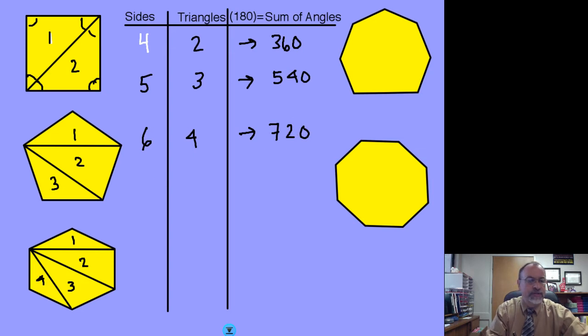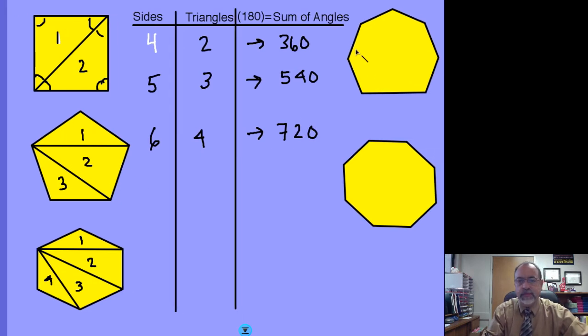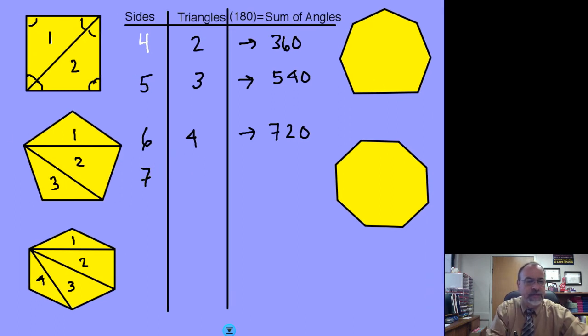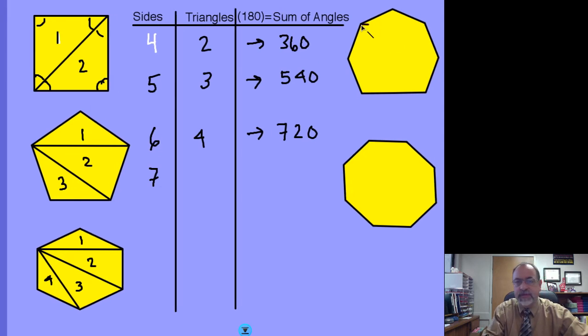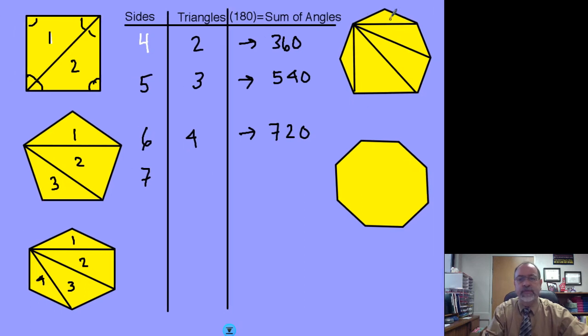Okay, so let's do a 7-sided figure then. So here's our 7-sided figure. So we have 7 sides. And if we break this up, so here's one diagonal, go from there to there. There's another one, and another one. So how many triangles do we add up when we do that? So there's 1, 2, 3, 4, 5 triangles in this one. So 5 times 180 then would give me, let's see, oh, that's a big number, 720, 820 would be 900, right? 900.